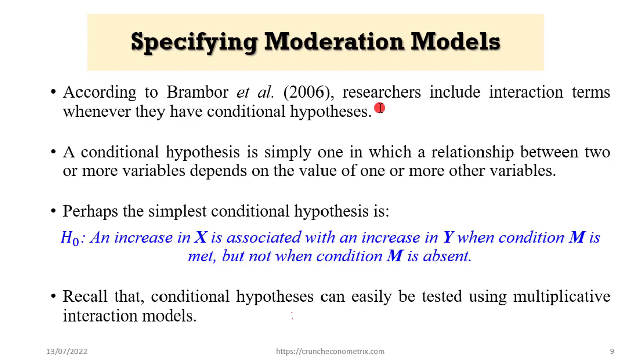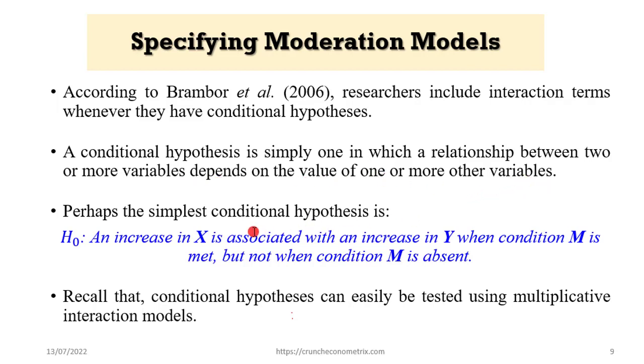Moving on to specifying moderation models. According to Bramble et al. 2006, I have provided a detailed reference to this paper at the end of the video. Researchers include interaction terms whenever there are conditional hypotheses. A conditional hypothesis is simply one in which a relationship between two or more variables depends on the value of one or more other variables.